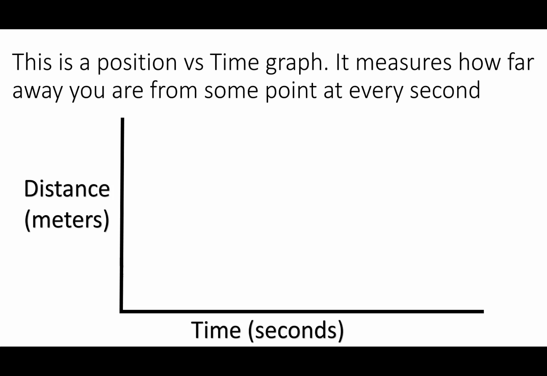This is a position versus time graph. It measures how far away you are from some point at every second. That's why this says distance, but this says position. They're the same thing. Basically, a position is some location in the real universe.